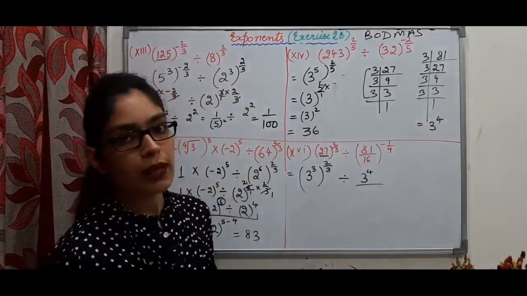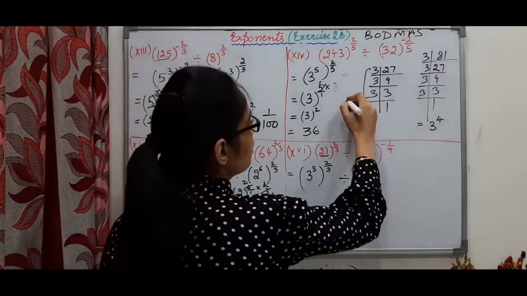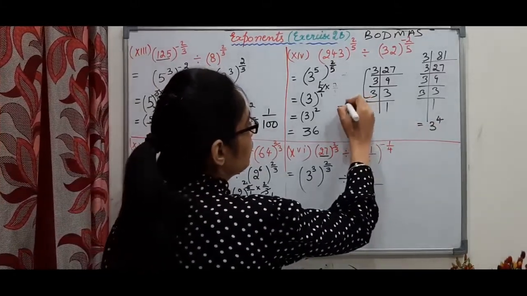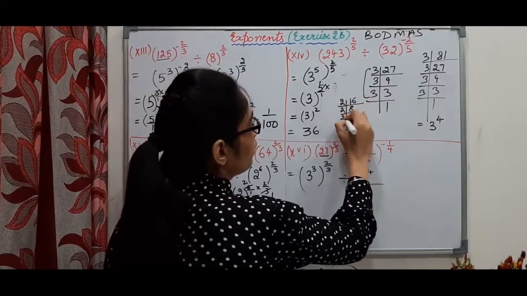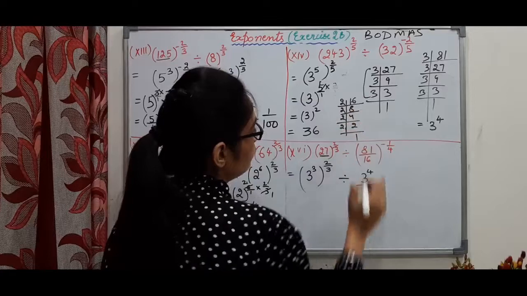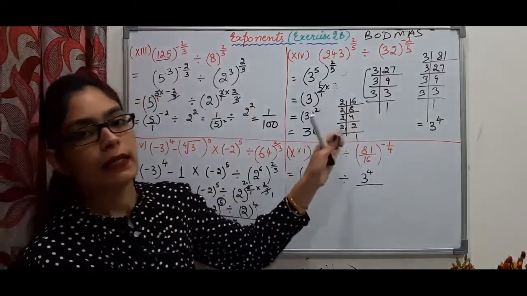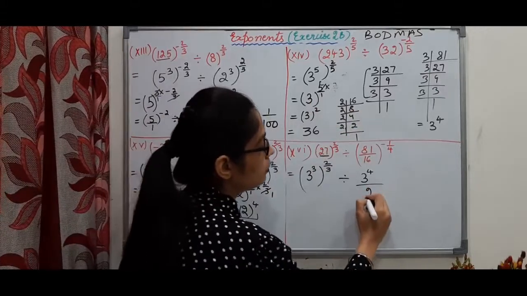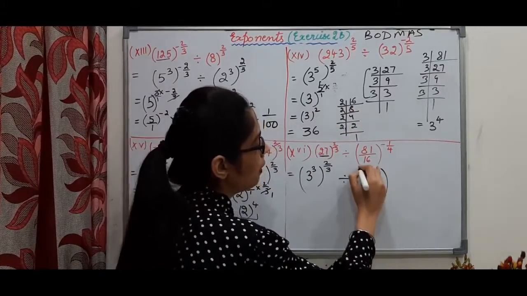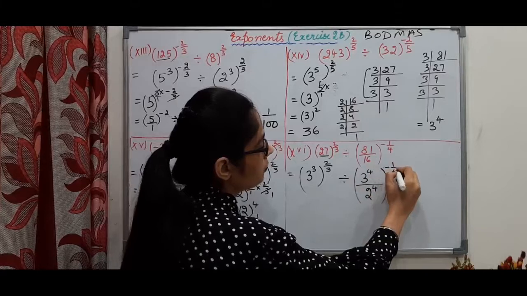16 also we have to write into its exponential form. So 16 is an even number, so we can check with 2, 2 into 8, 2 into 4, 2 into 2 and 2 into 1. So when we are multiplying 2 four times, 1, 2, 3, 4, we are getting 16. So 2 to the power 4, whole power minus 1 by 4.